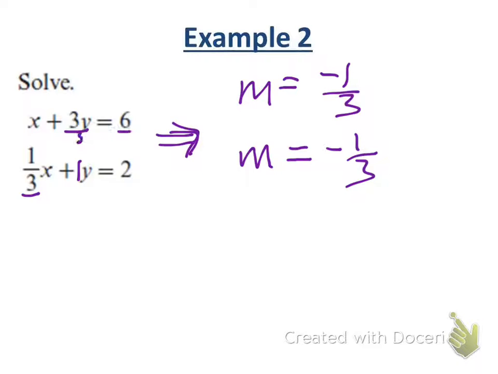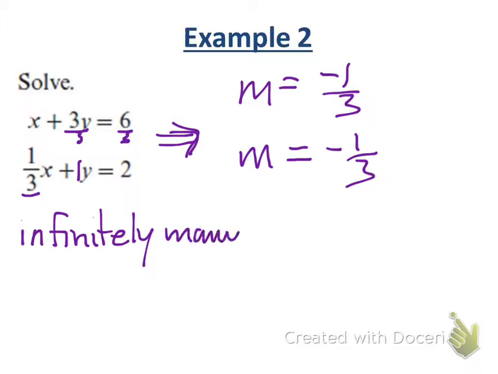If we divide both sides by 3 here, what do we get? 2. What's the y-intercept of the first line? Y-intercept of the second line? Same slope, same y-intercept means these are the same line. This has infinitely many solutions. Wait, does it not have no solution? No, it's the same. The lines are the same.